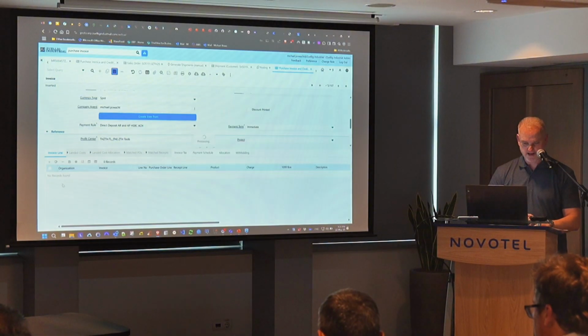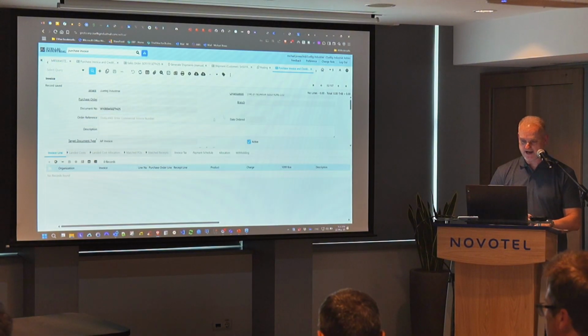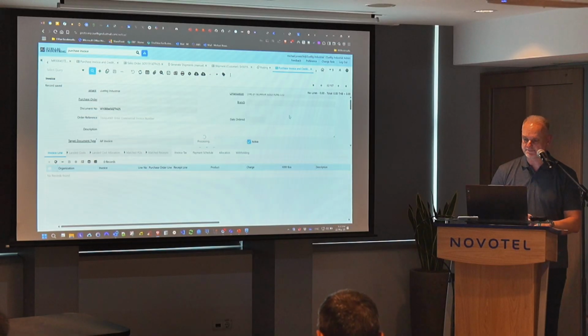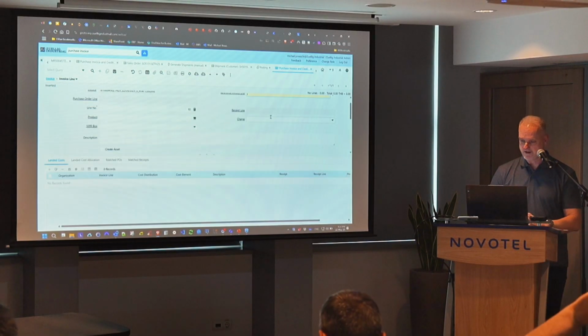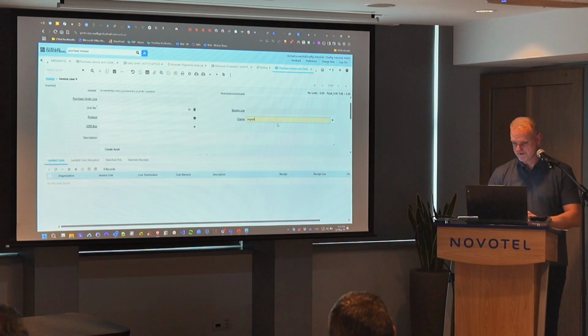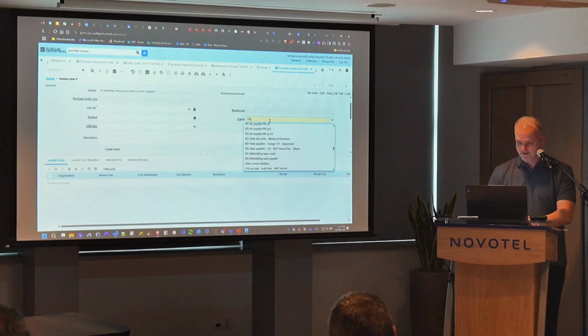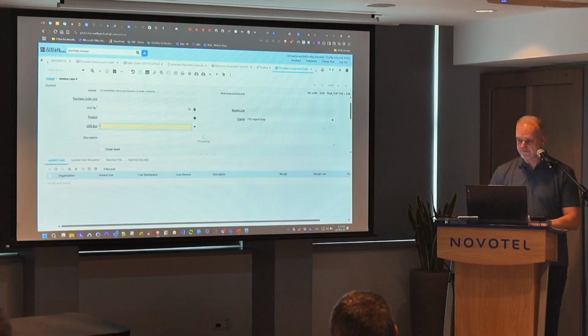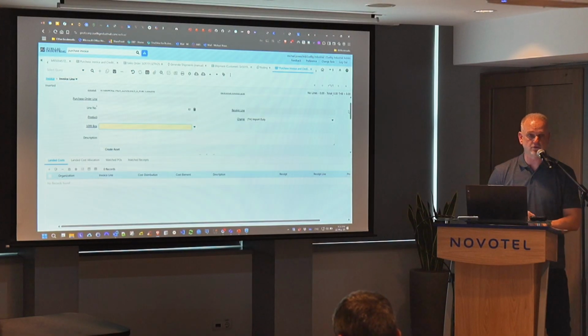I save this and I create a new invoice line, and this time I'm choosing an expense account for import duty, sorry. So we are using charges for that. The charges are linked to GL expense accounts. You could also use a service product if you want, but we are using charges for that.